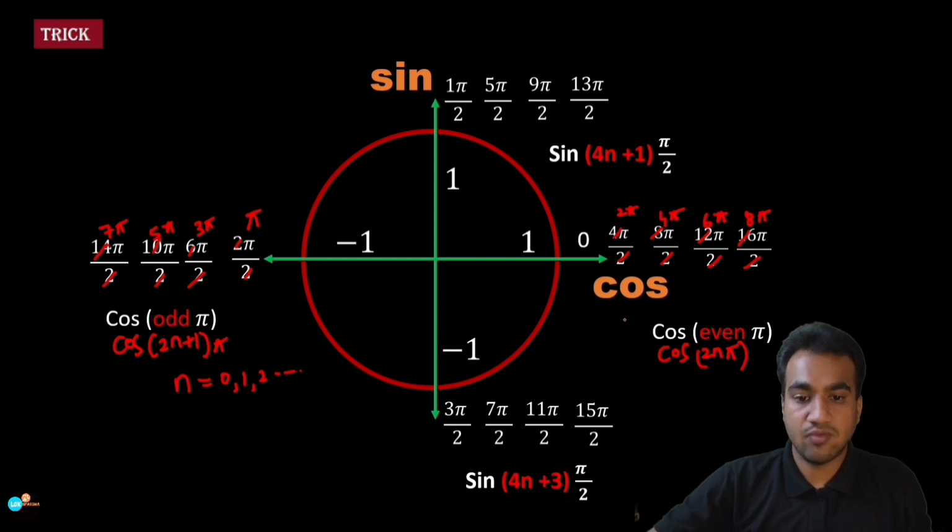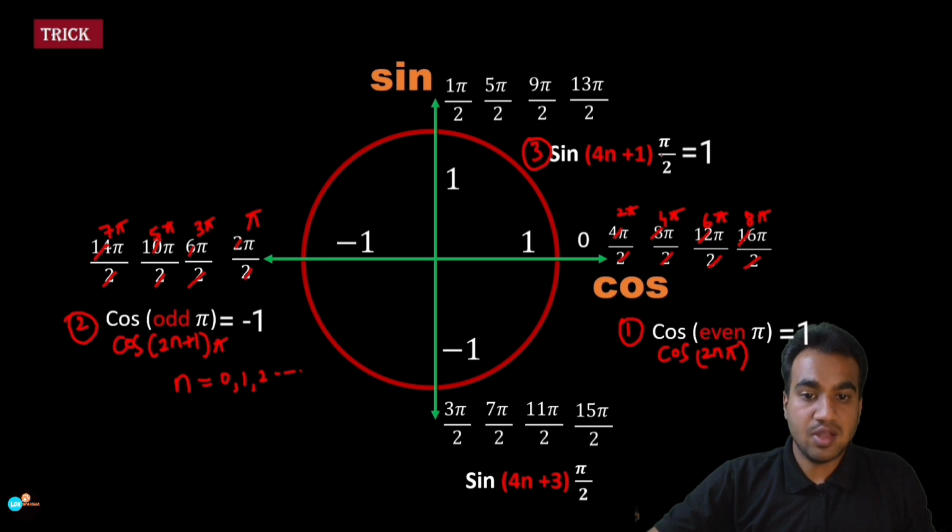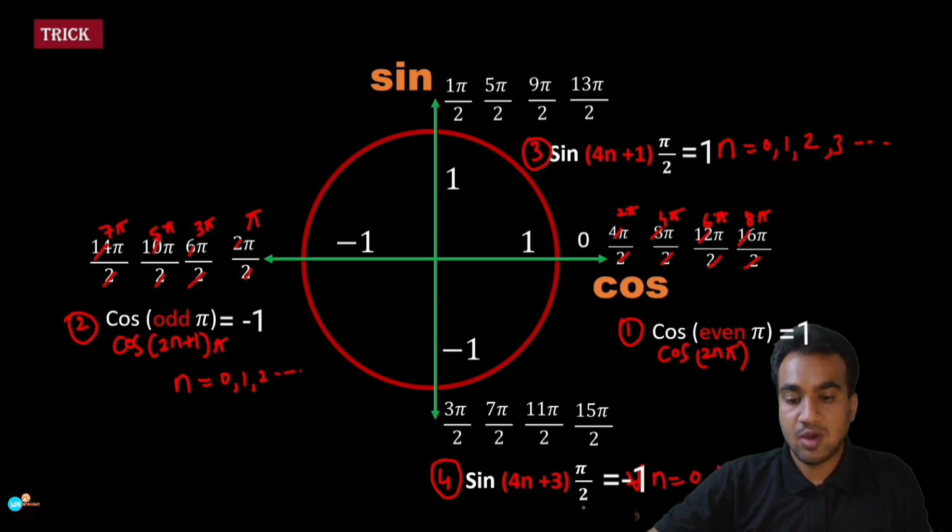So there are 4 general formulas. One is for cos even pi, and the second one is cos odd pi, that is -1, and the third one is sine (4n plus 1) pi by 2 for every n equal to 0, 1, 2, 3, and so on. And the fourth general formula is sine (4n plus 3) pi by 2 for every n equal to 0, 1, 2, and so on.